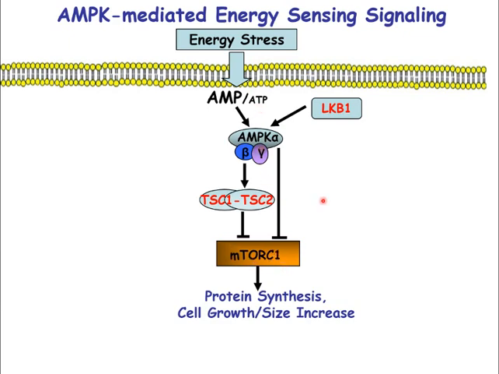So what happens here is if there's energy stress, the AMPK is activated, and AMPK can phosphorylate some of the components involving the mTOR pathway, such as TSC2 and Raptor, which is not shown here, but is a component of mTOR complex 1. And this eventually serves to inhibit mTORC1 function and to suppress protein synthesis and cell growth and also cell size increase.